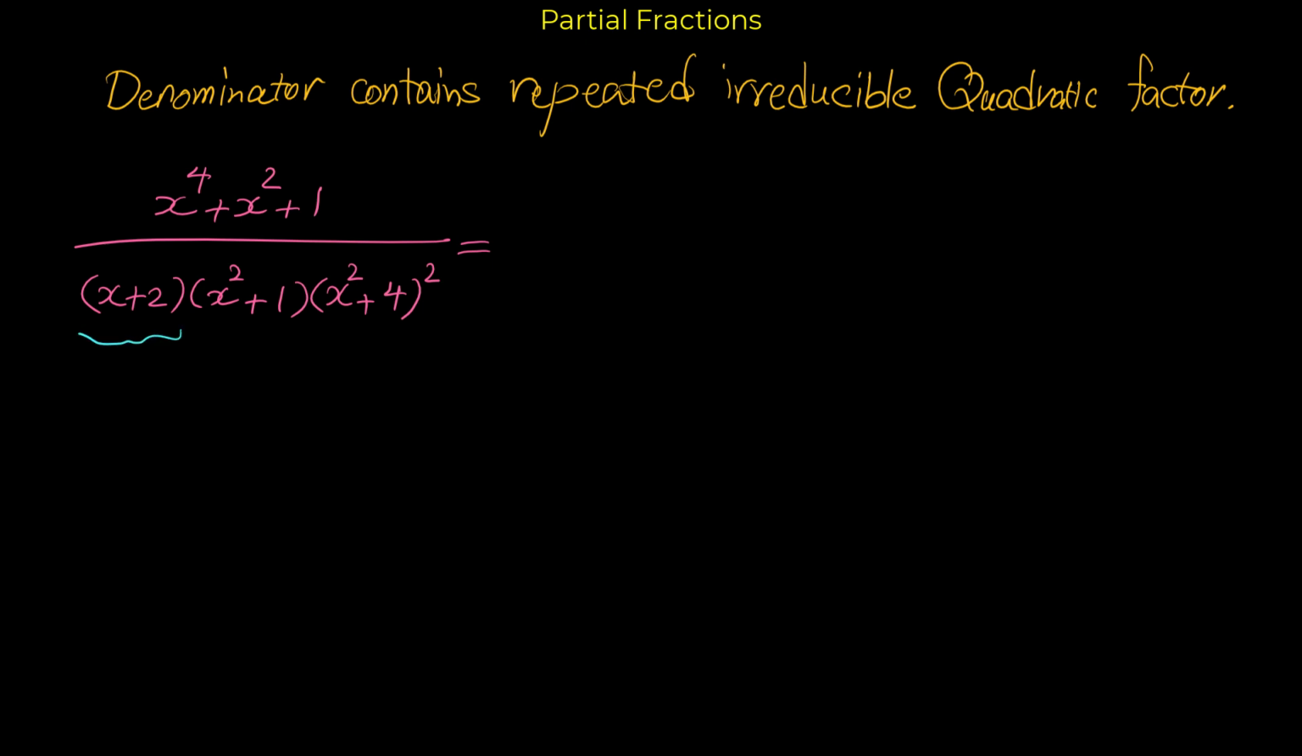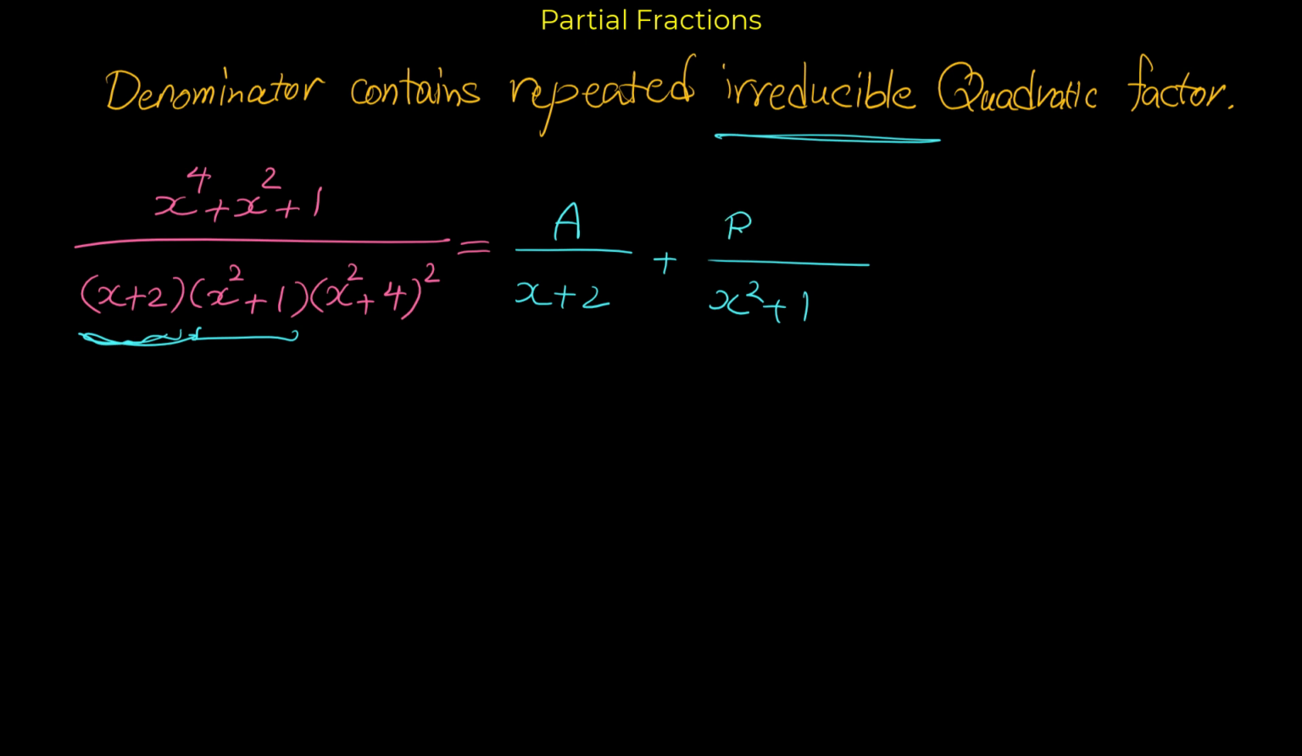First, for the linear factor, as usual, we just put it as a partial fraction, and in the numerator we just put A. This one is an irreducible quadratic factor. Why do we say it's irreducible? Because we cannot factor x^2 plus 1. So we have this partial fraction, x^2 plus 1 in the denominator. But because this is a quadratic factor, in the numerator we put Bx plus C. For x^2 plus 4 we also have this, and in the numerator we put Dx plus E.